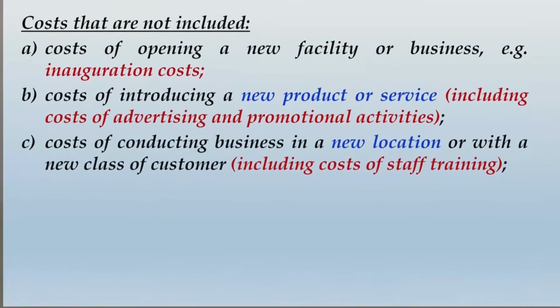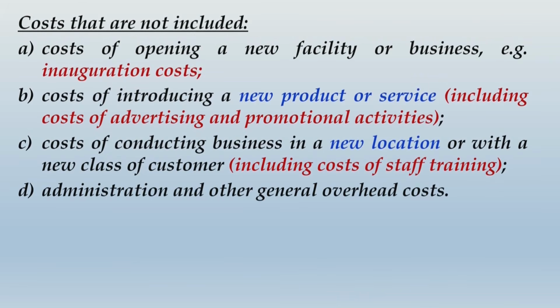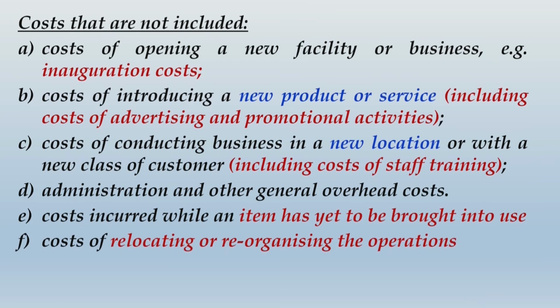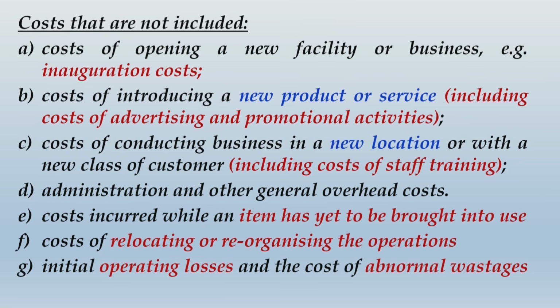So write up further: administration and other general overheads, and cost incurred while an item is yet to be brought into use, cannot be included in the cost. Cost of relocating or reorganizing the operations, initial operating losses and the cost of abnormal wastages, all these components of cost cannot be included as part of the initial cost of property, plant and equipment. Let us move ahead and continue further.